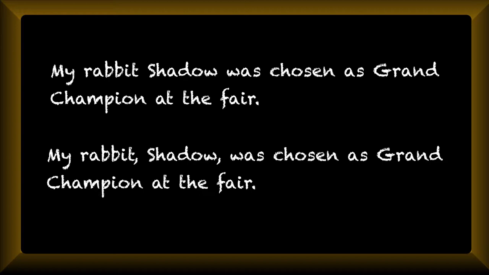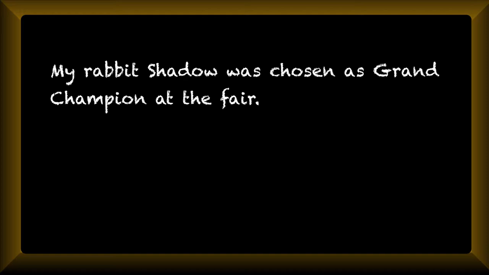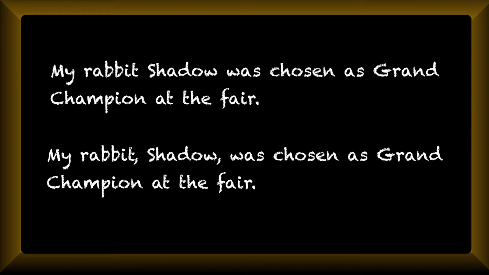The appositive in the second sentence is surrounded by commas. You can imagine that the commas are like handles with which you can pull the non-essential element from the sentence without losing meaning. In the first sentence, I can assume that the writer has more than one rabbit, so the appositive is essential in distinguishing Shadow from other rabbits. My rabbit Shadow was chosen as grand champion at the fair. In the second sentence, I can assume that the writer has only one rabbit and its name is Shadow. My rabbit, Shadow, was chosen as grand champion at the fair.